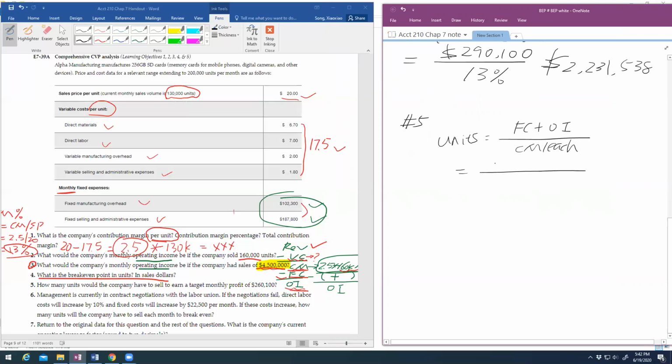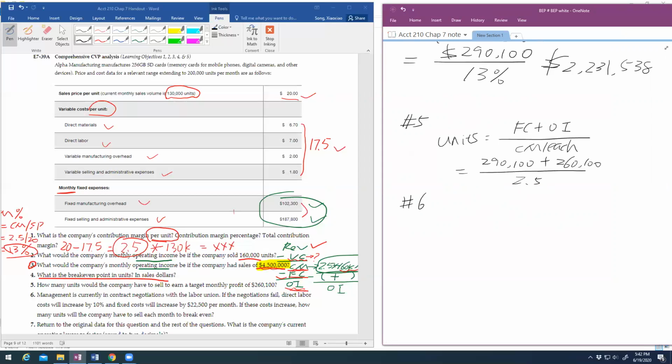Our fixed cost we already did is 290,100, plus your operating income target 260,100, divided by 2.5. You can do the number by yourself. I'm not going to do it because, as I said, we just want to know the logic. Your numbers will be different. So what's the point of getting the number?